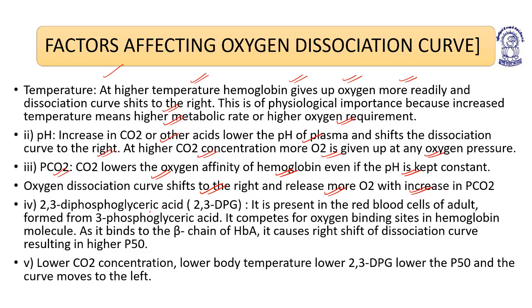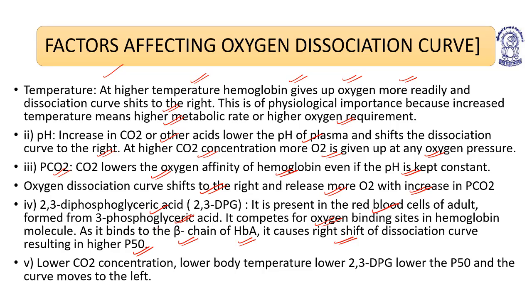2,3 diphosphoglyceric acid or diphosphoglycerate. It is present in the red blood cells of adults, formed from 3-phosphoglyceric acid. It competes for oxygen binding sites in the hemoglobin molecule. As it binds to the beta chain of adult hemoglobin, it causes a right shift of the dissociation curve, resulting in higher P50. Okay.